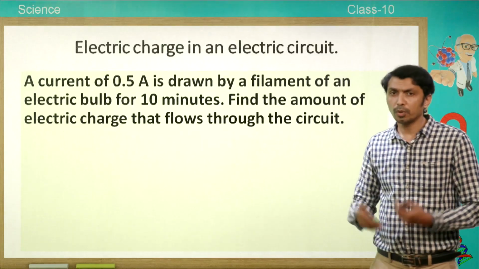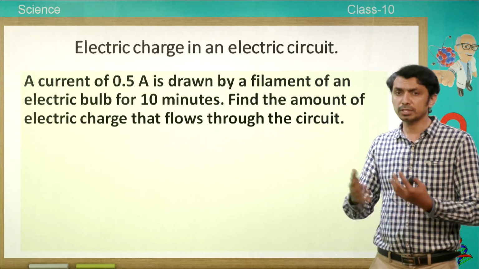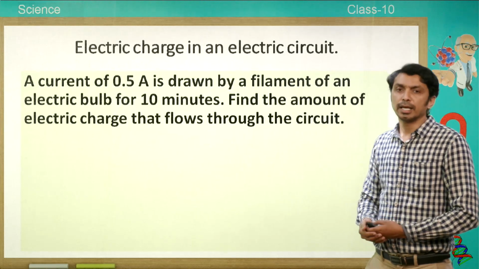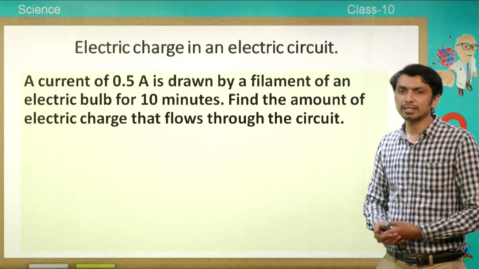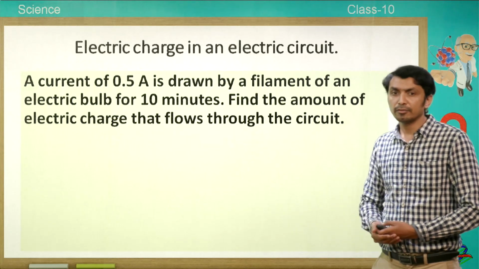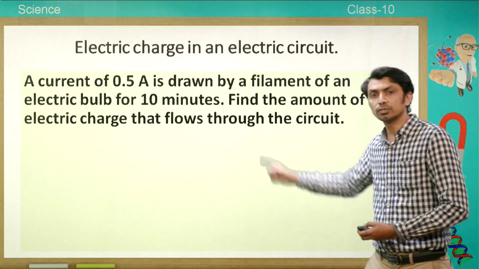Now we know what electric current is and we know its equation. Shall we solve a numerical problem? Yes. A current of 0.5 ampere is drawn by a filament of an electric bulb in 10 minutes. Find the amount of electric charge that flows through the circuit.